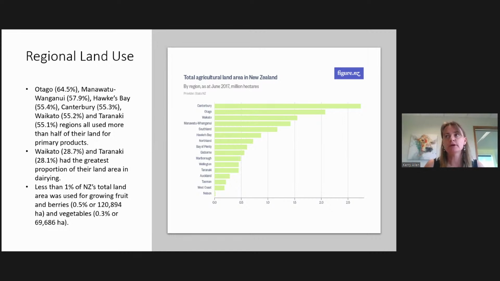Okay, but all these regions that are outlined there have a significant amount of their products produced in those areas, so more than 50%. Dairying occurs predominantly in Waikato and Taranaki, and some in Canterbury, and you can see there are some areas for growing fruit and vegetables and berries, etc., which is much smaller than those other industries.